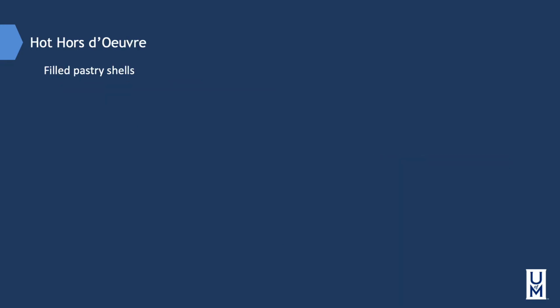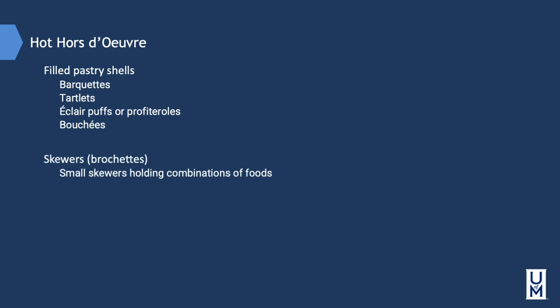Hot hors d'oeuvres can be served in a variety of different ways, including filled pastry shells such as barquettes, which is a shape, tartlets, eclair puffs or profiteroles, or bouchées. Skewers and brochettes can be used, small skewers holding combinations of various different foods, such as a skewer holding a meatball or a skewer holding a piece of grilled meat.